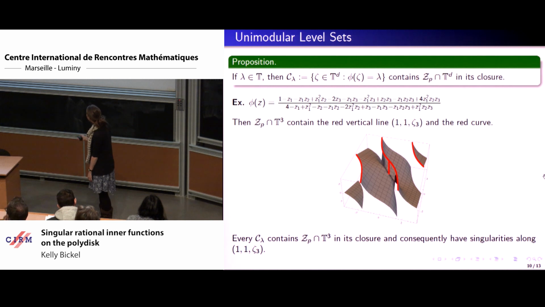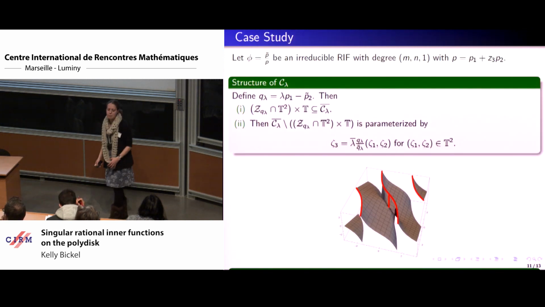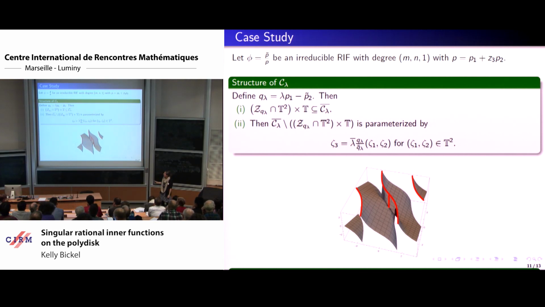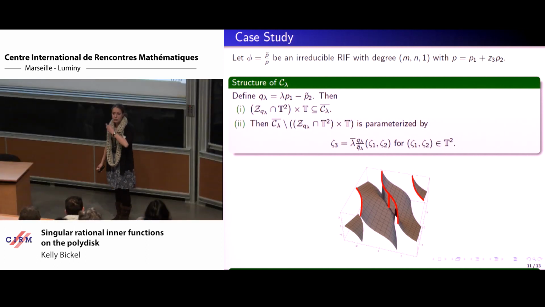So we did look back at our case study to try and get a better understanding of what these unimodular level sets looked like, and it turns out that they were more or less governed by this polynomial here. So again, we're looking at rational inner functions that only involve a Z3 so that we can break their denominator into 2 components. For each unimodular constant, lambda, we can define a polynomial Q lambda.